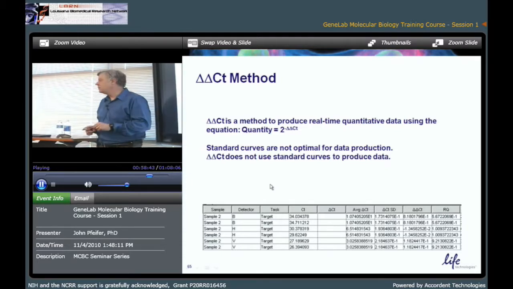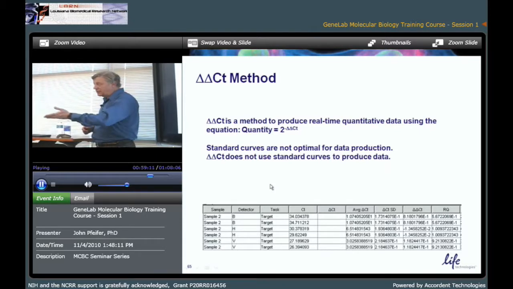Now, the second delta is we're going to choose a sample to act as our calibrator. So that sample will be assigned a RQ, or relative quantity, of 1. So at that point, that's an arbitrary 1. All other sample RQs will be relative to that 1. So that second function in a relative experiment is very minor. It's just helping the data to be a little easier to understand.